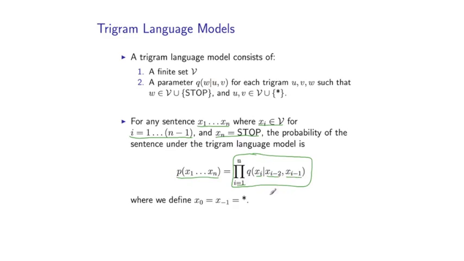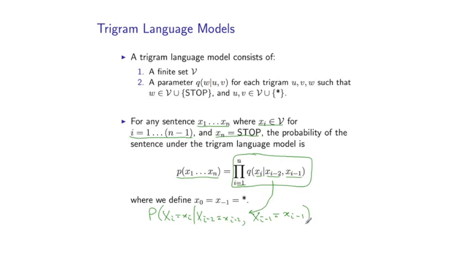I'll illustrate this in a second with an example, but basically these parameters correspond directly to the probability that Xi is equal to xi given X(i-2) is equal to x(i-2) and X(i-1) is equal to x(i-1). So this is basically just a rewrite of the second-order Markov process I showed you in the previous section.